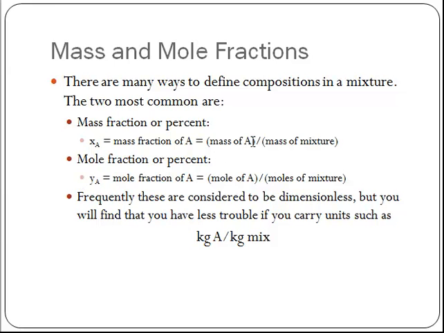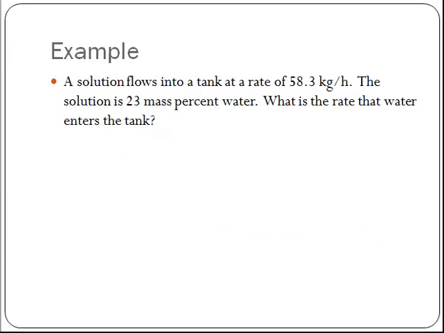And this looks like they ought to be dimensionless. So if I had 3 kilograms of A and 10 kilograms total, then it's 0.3, and kilograms per kilogram cancel out, correct? But when I'm actually solving problems, I find that I have less confusion if I treat it as if it has units. So it's 3 kilograms of A divided by 10 kilograms of mixture is 0.3 kilograms of A per kilogram of mixture. By doing that, I can actually more successfully solve problems.